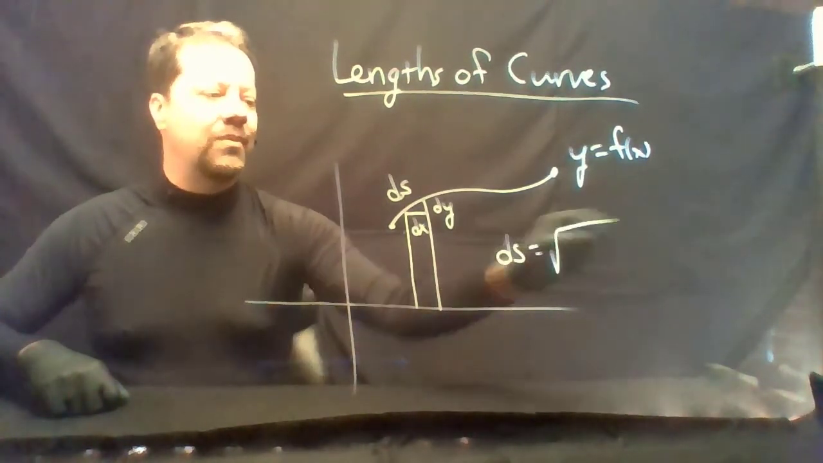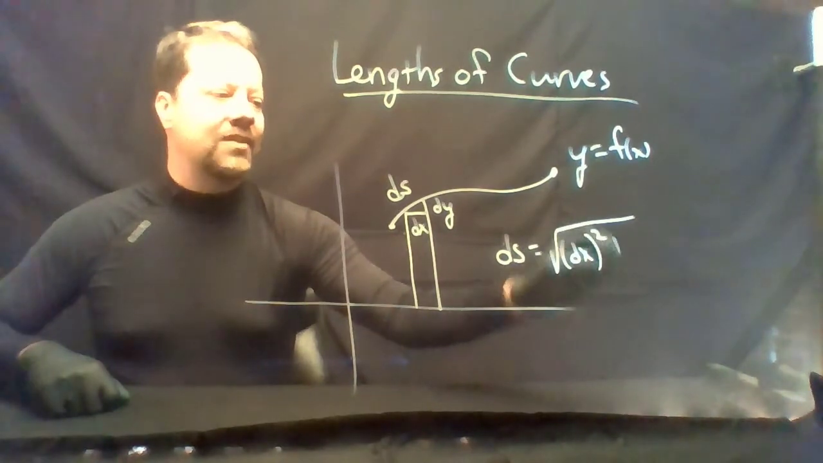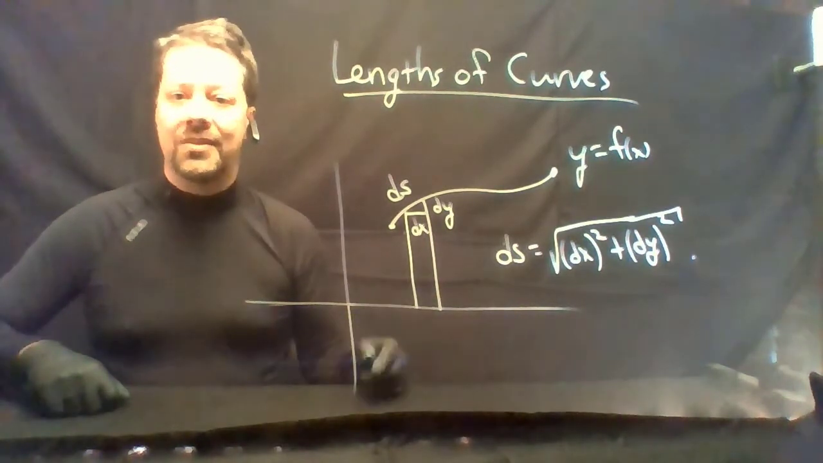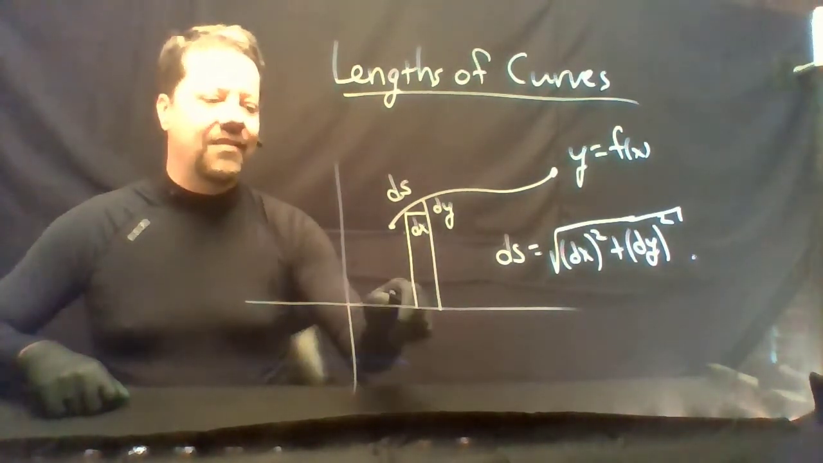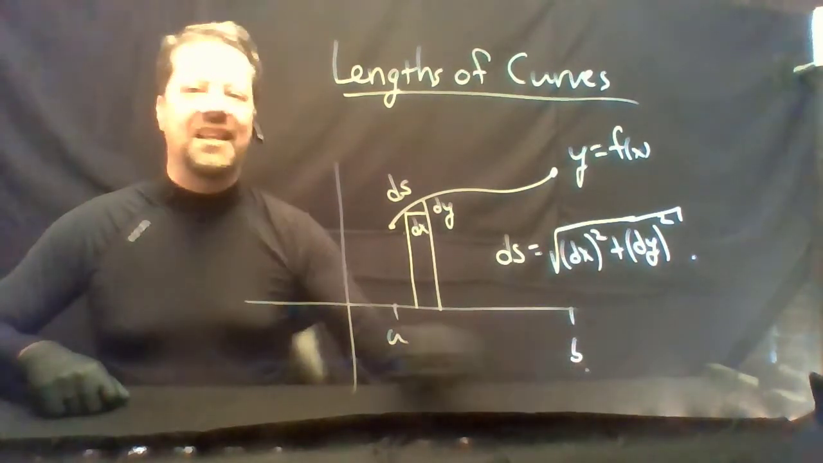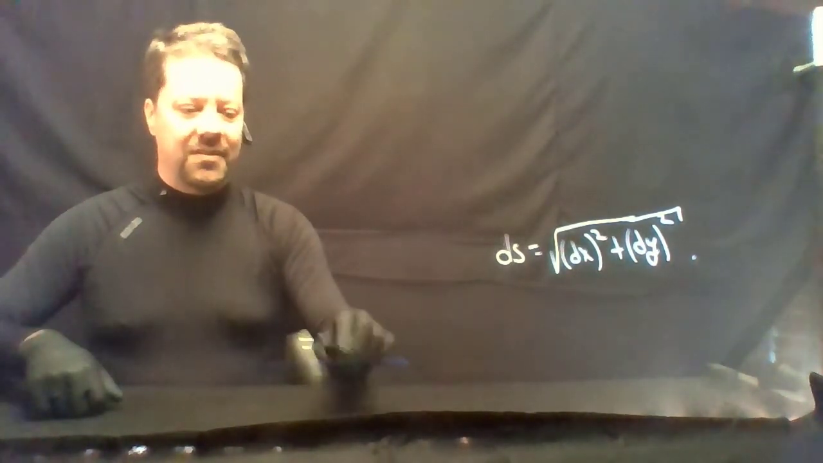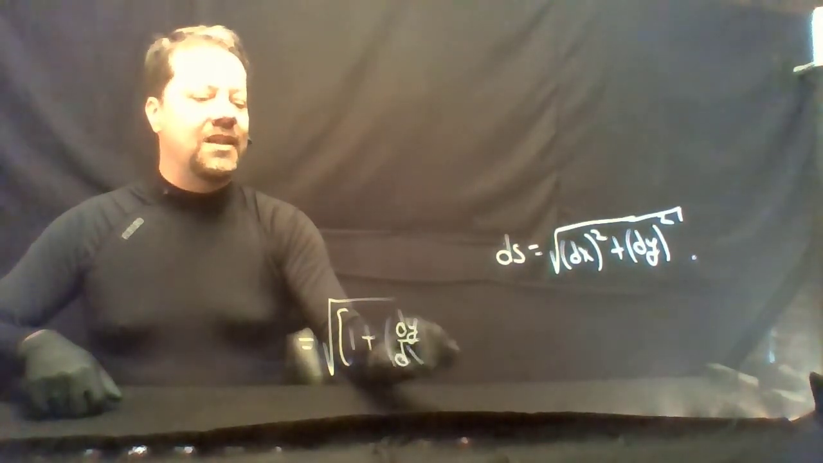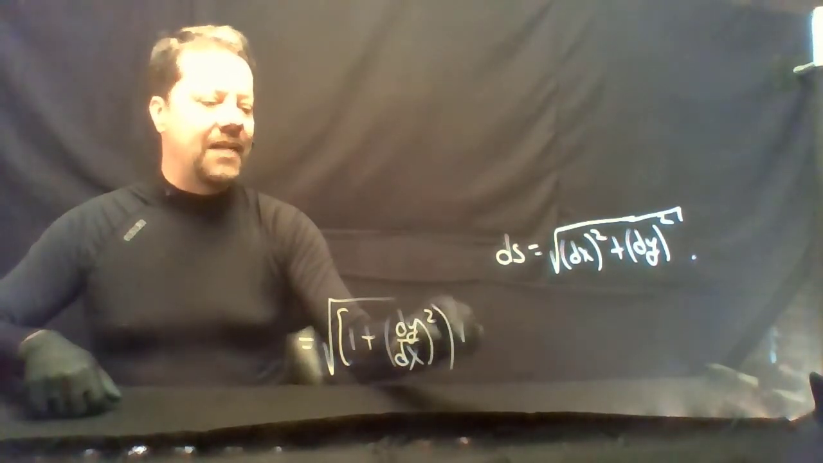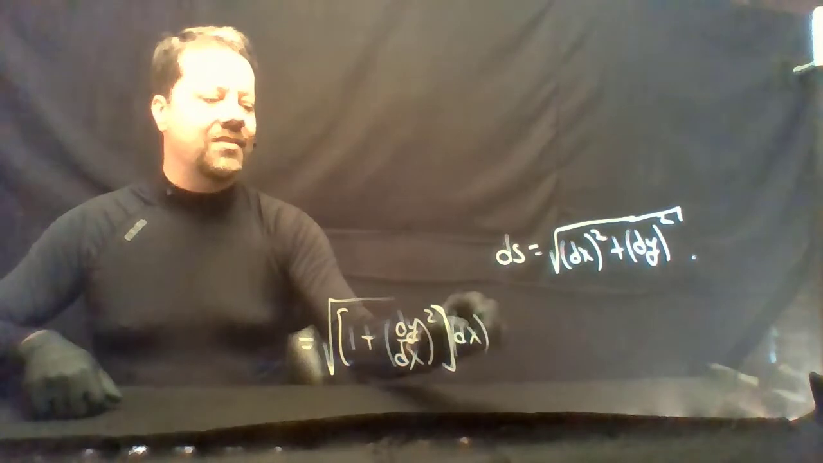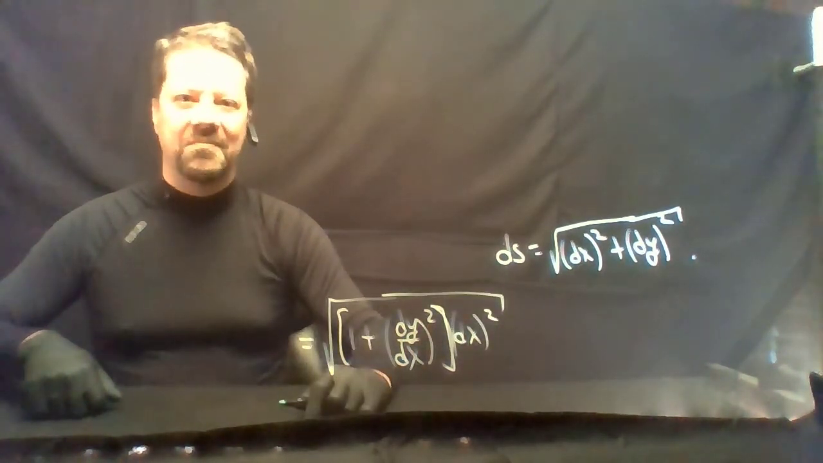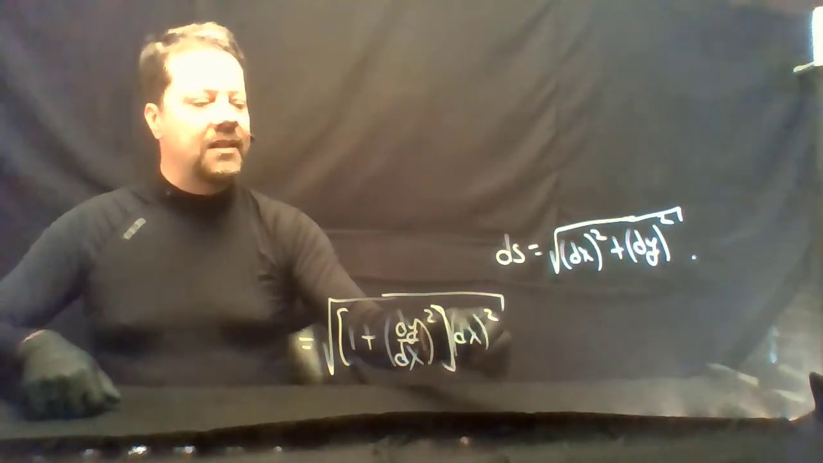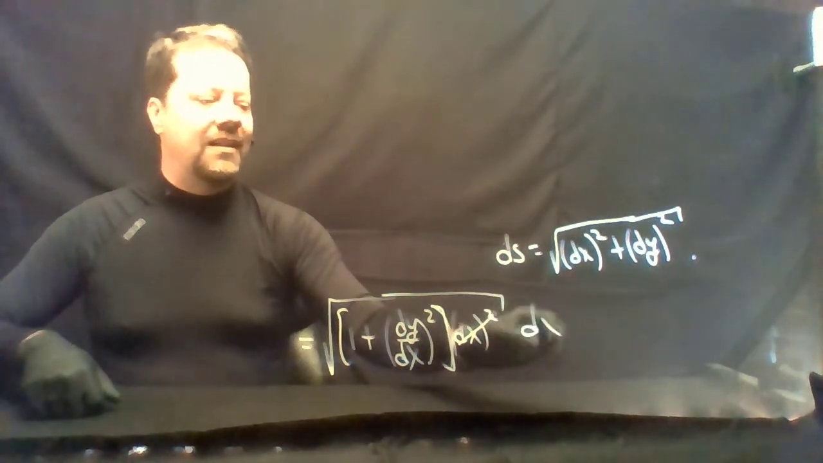ds will be the square root of dx squared plus dy squared. We can use this to figure out a formula for finding the length of the whole curve as we go from A to B. First, we'll write this as the square root of 1 plus (dy over dx) squared times dx squared, still under the radical. If we assume that we're marching from left to right on the interval from A to B, the dx squared can come out of the square root as a dx.